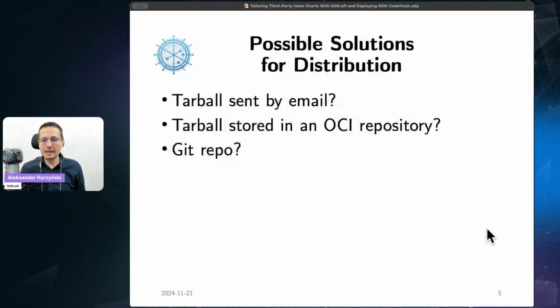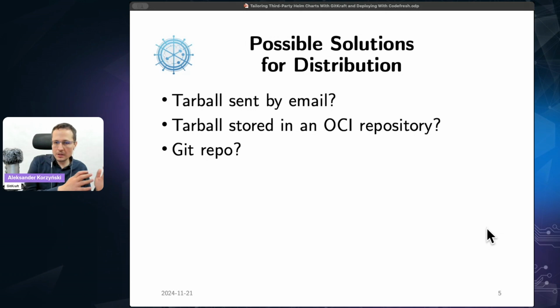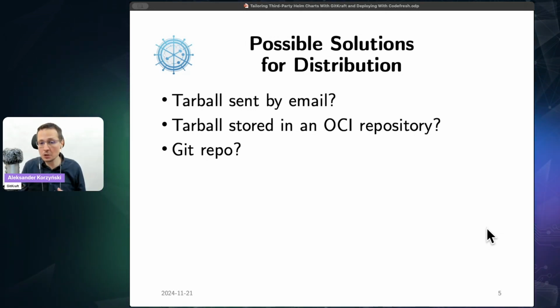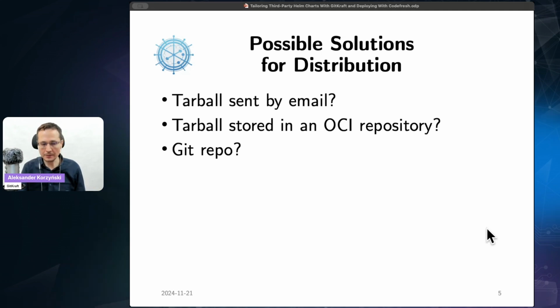So possible solutions. A tarball sent by email. This is actually being used. I've seen that being used by companies that produce a Helm chart that isn't open source. They just send a tarball by email. And that's a simple thing to do, but it kind of leaves a lot of work on the users, because they need to somehow consume the tarball. It's difficult to automate it if it's an email conversation. And they need to maybe uncompress it and store it in a Git repo somewhere, or a different repo, whatever they do. So some work done by the user.